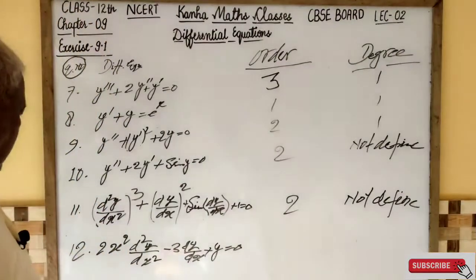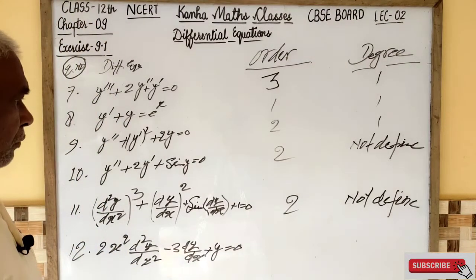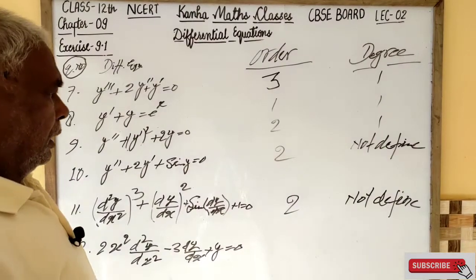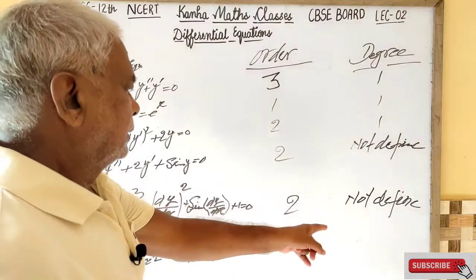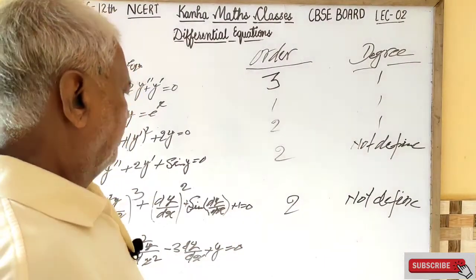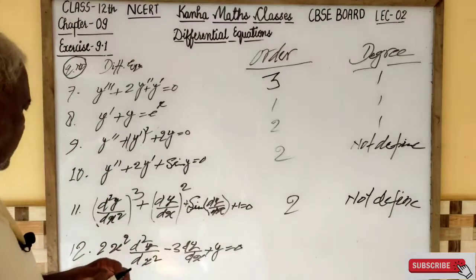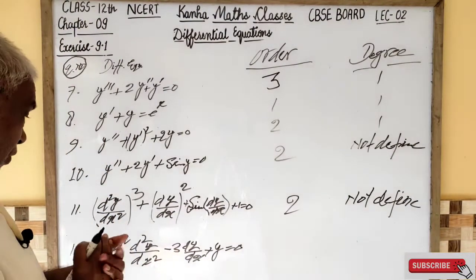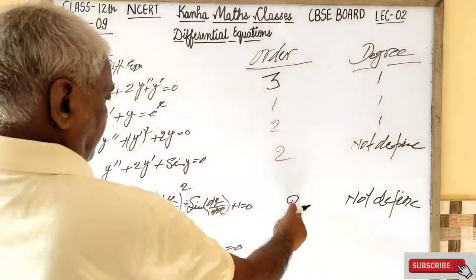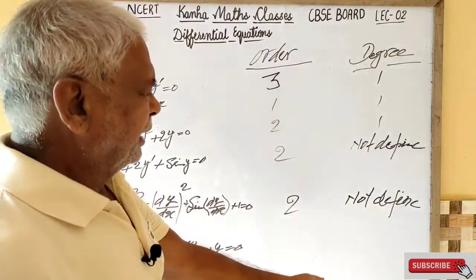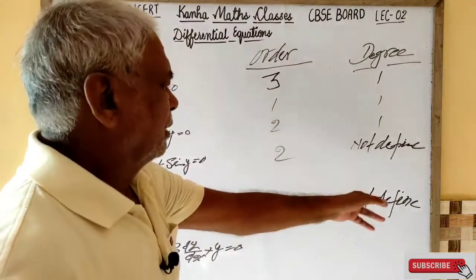However, in question number 11 of the differential equation, we have written here that the degree is not defined, but in the question only the order is required, yet we have written here about the degree not being defined.